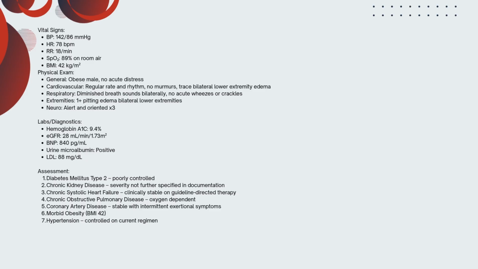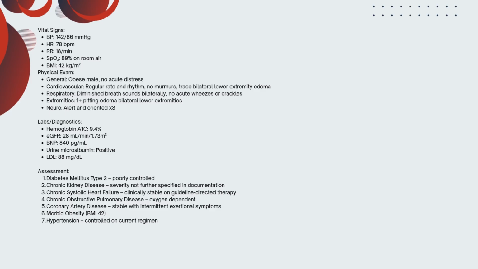BMI 42. Physical exam. General: obese male, no acute distress. Cardiovascular: regular rate and rhythm. No murmurs, trace bilateral lower extremity edema. Respiratory: diminished breath sounds bilaterally. No acute wheezes or crackles. Extremities: 1+ pitting edema bilateral lower extremities. Neuro: alert and oriented ×3.